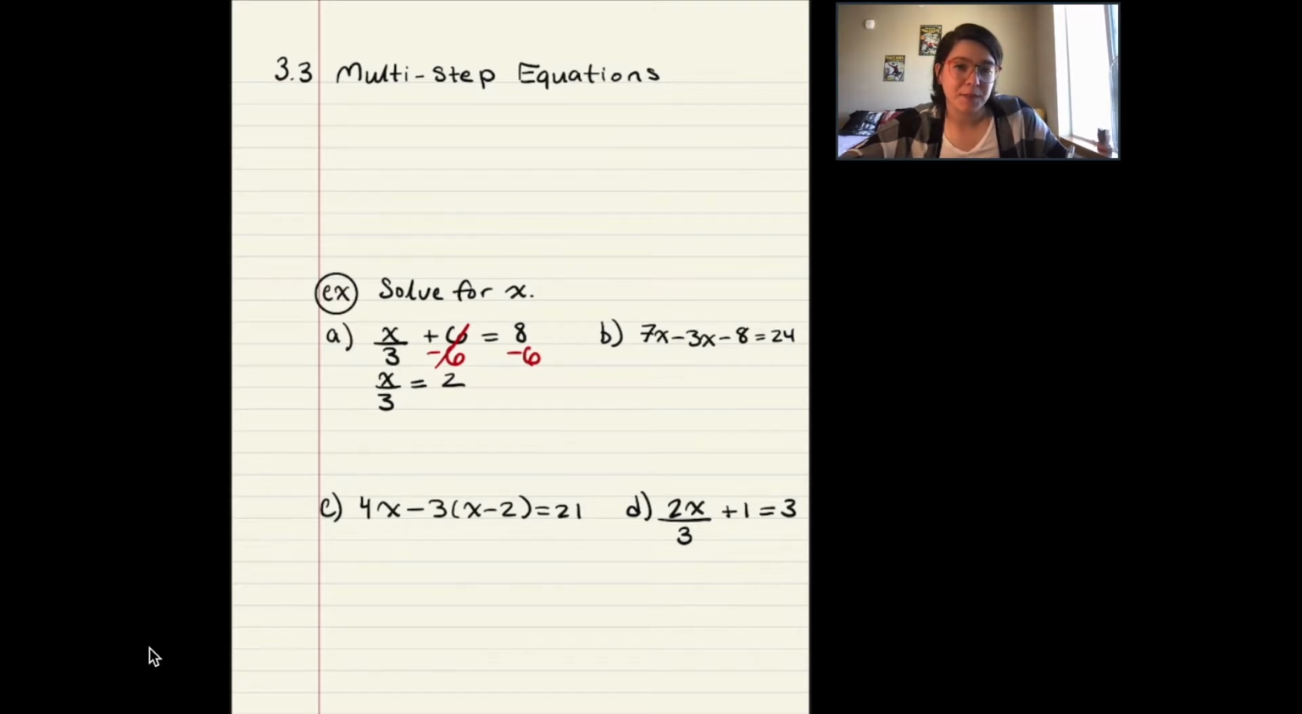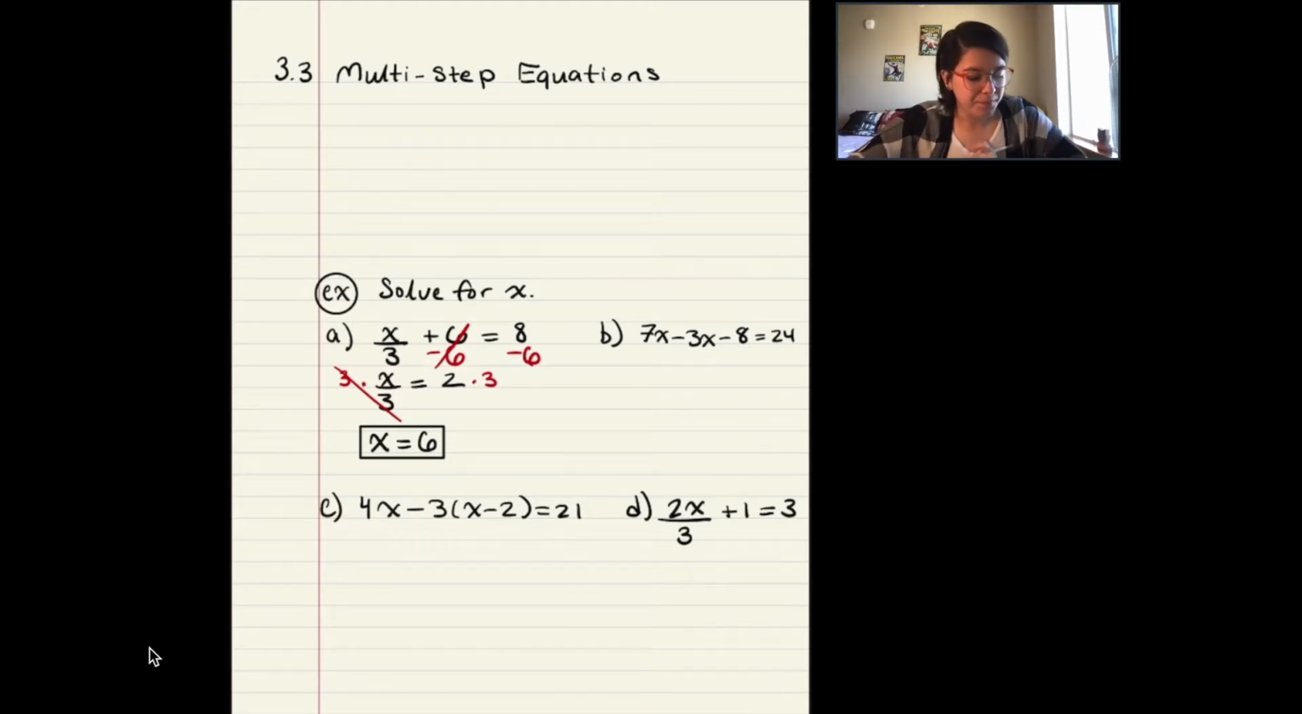Now the other thing that's happening to x is it's being divided by 3. And remember, the inverse operation for dividing is multiplying, so we'll have to multiply by 3. Our 3's cancel on the left, and we're just left with x is equal to 2 times 3, which is 6. There we go. So you guys try to do the other ones on your own, see if you can get through them, and then we'll come back and you can watch me do them myself.